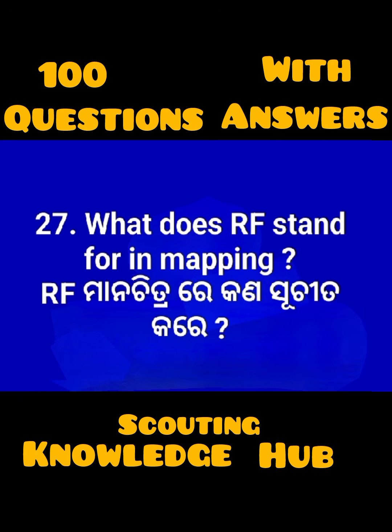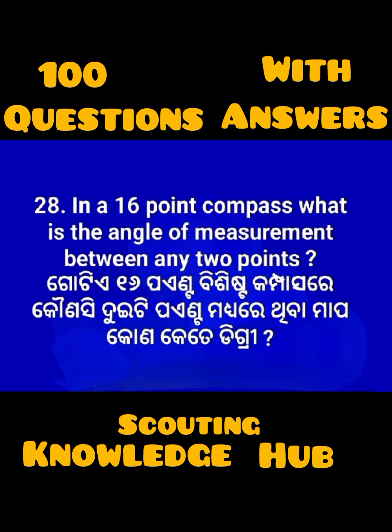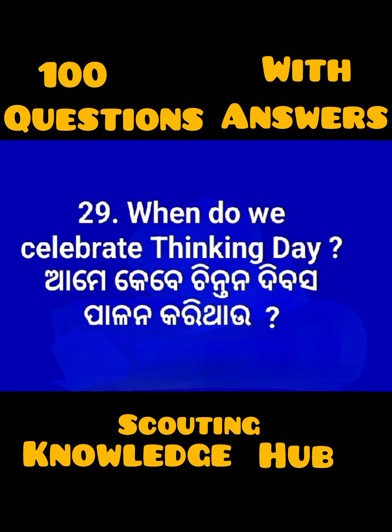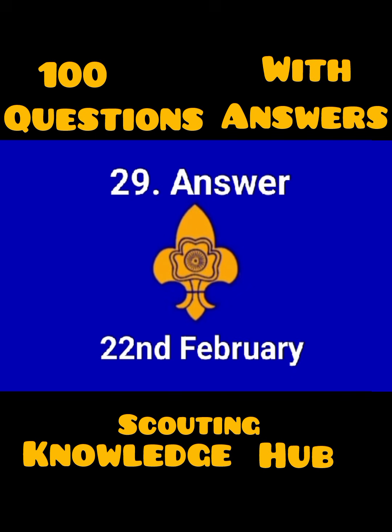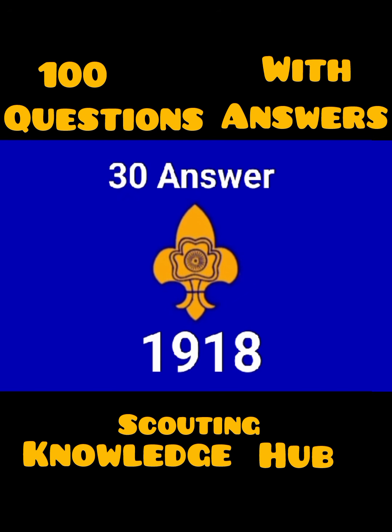What does RF stand for in mapping? Representative fraction. In a 16-point compass, what is the angle of measurement between any 2 points? 22.5 degree. When do we celebrate Thinking Day? 22nd February. When did BP publish the book Girl Guiding? In 1918.